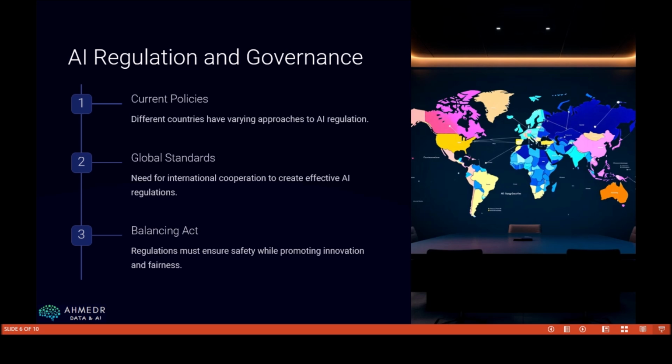As AI becomes more global, international cooperation is essential for creating fair and effective regulations. We need to develop global standards for AI that ensure transparency, accountability, and safety, while also promoting innovation and fairness. The future of AI will depend not just on technology, but on how we govern and regulate it.